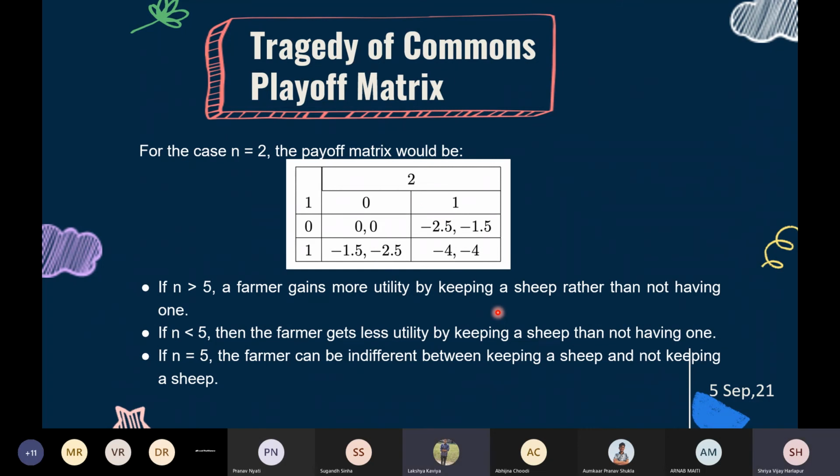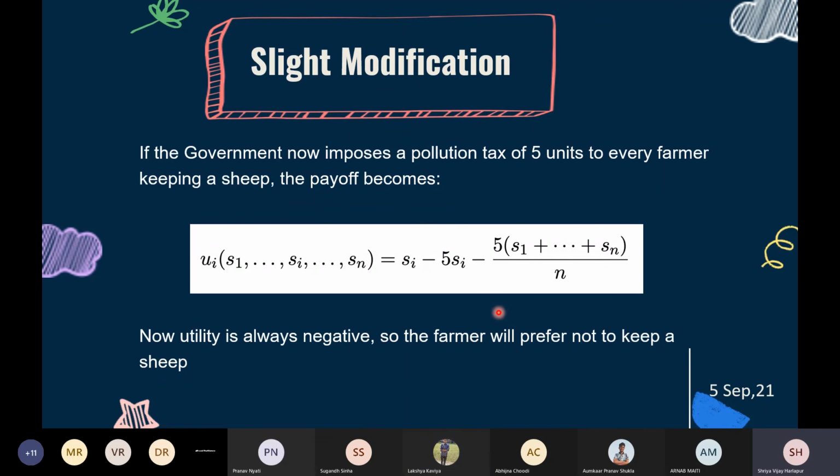Okay, now understandable. So now we'll come to a slight modification of this problem and say, okay, now the government is like, no, environmental pollution is very bad. So we're going to levy a tax. All right. So they give a pollution tax of 5 units to every farmer.